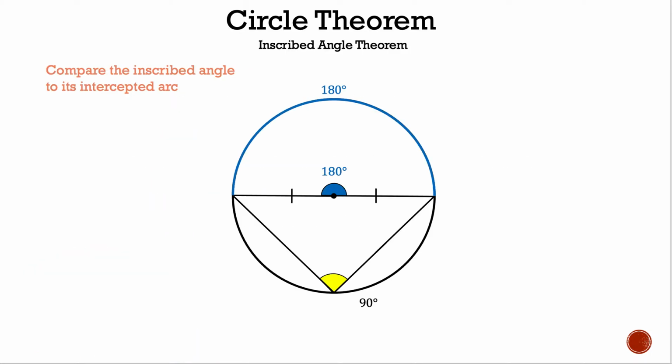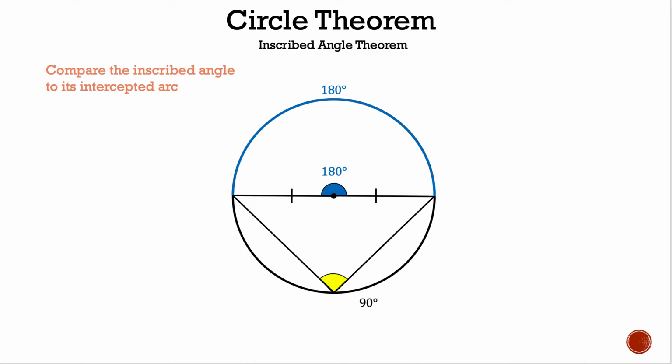Before we start discussing the examples, let's show you why this theorem is true. Now let's read what it says. Compare the inscribed angle to its intercepted arc. The inscribed angle is 90 degrees and the intercepted arc is 180 degrees, or the blue part of the circumference. And 90 degrees times 2 is 180 degrees. And if we do it the other way, 180 degrees divided by 2 gives us 90 degrees. And that is the inscribed angle theorem.